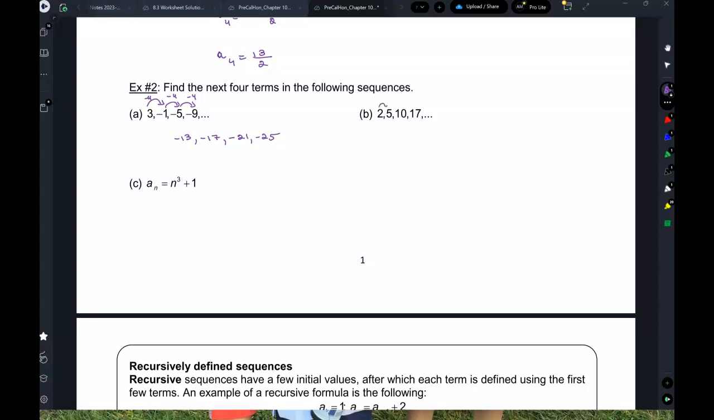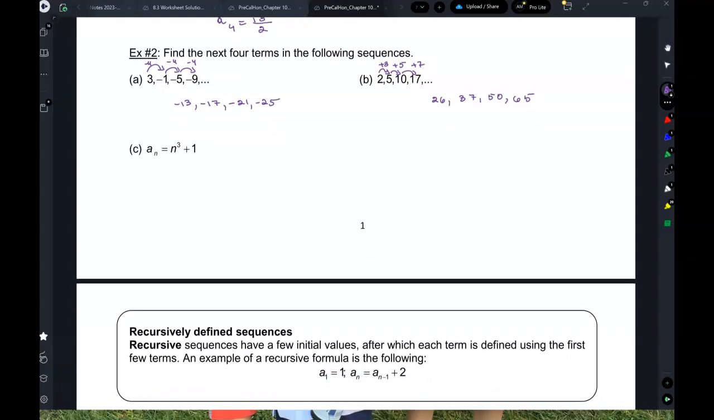Okay, here it looks like we add 3, but then I add 5, but then I add 7. Okay, so I'm adding consecutive odd numbers. So the next ones would be 26, 37, 50, and 65.